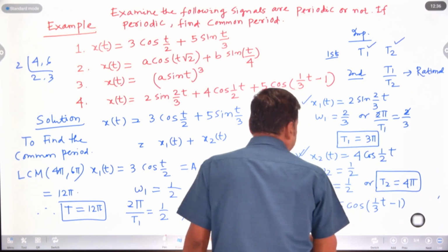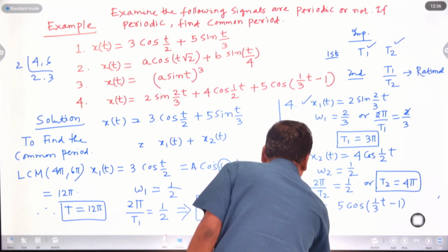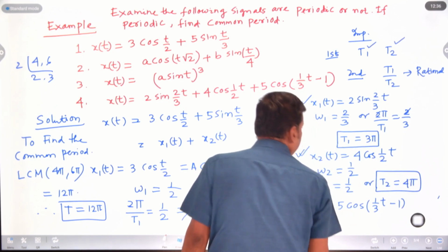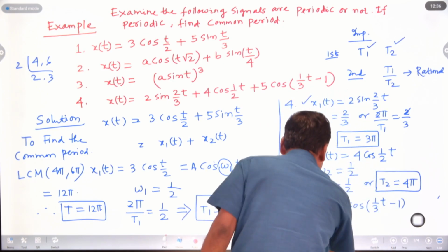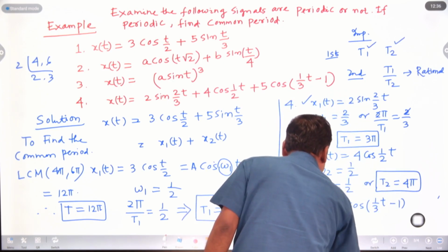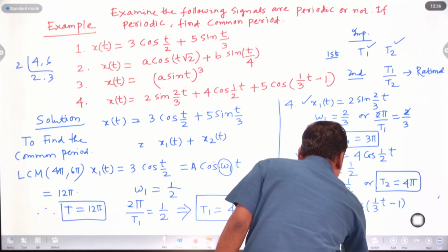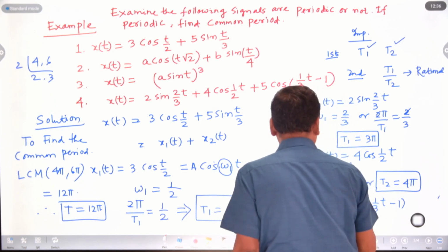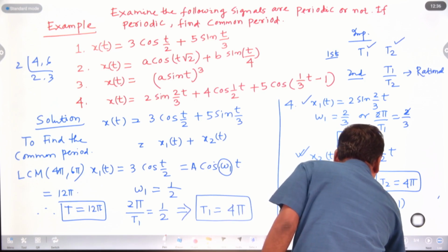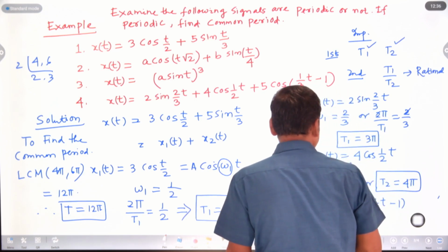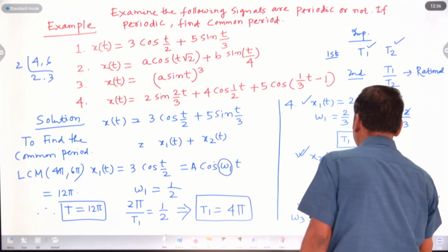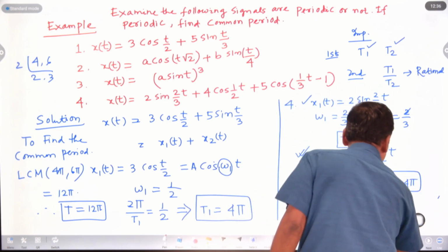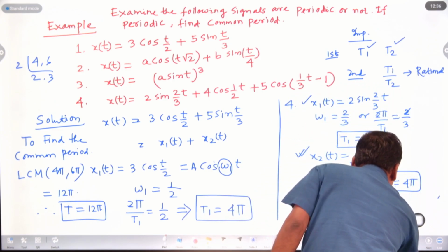Here omega 3 value is how much? Omega 3 equal to 1 by 3, or 2 pi by T3 equal to 1 by 3, or T3 equal to 6 pi.